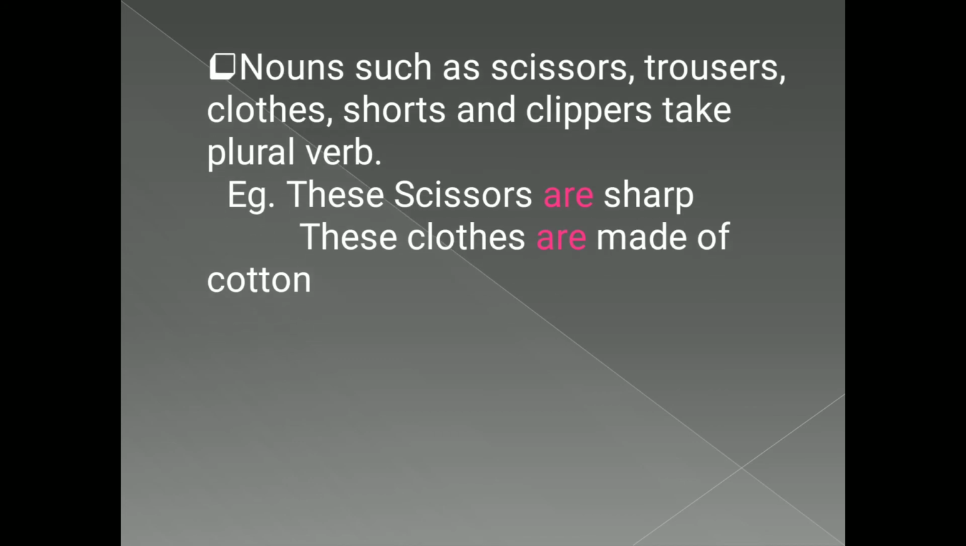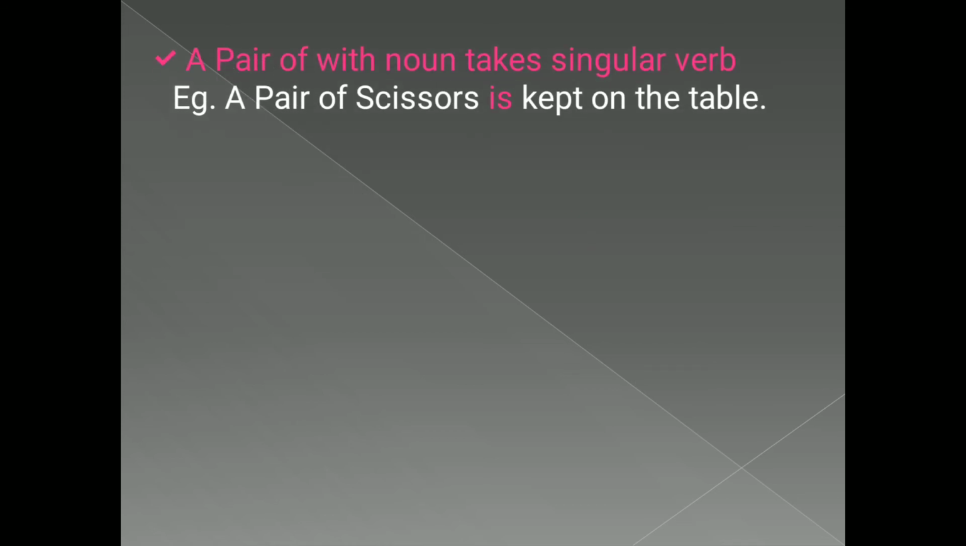So the next one, nouns such as scissors, trousers, clothes, shorts and clippers take a plural verb. See the example, these scissors are sharp. These clothes are made of cotton. So a pair of with a noun takes a singular verb. See the example, a pair of scissors is kept on the table. So whenever you can use the words pair of, you should take a singular verb.